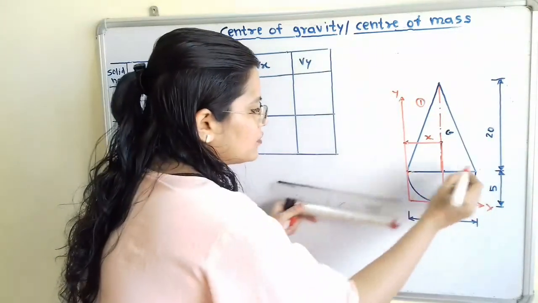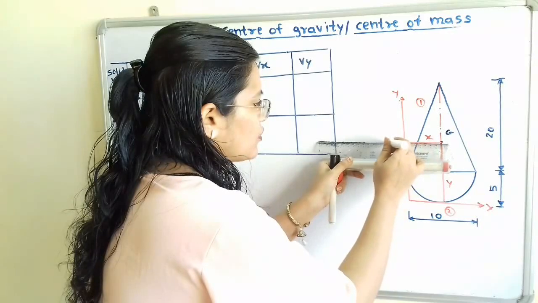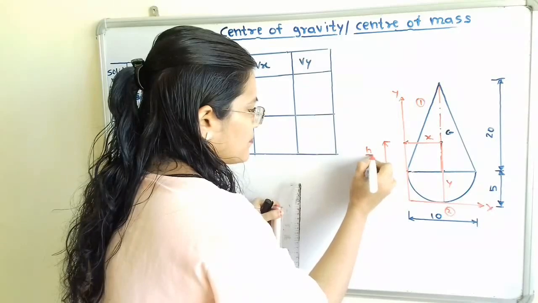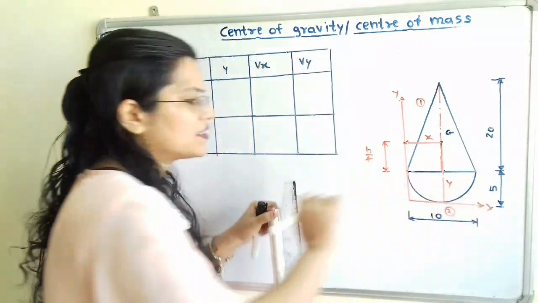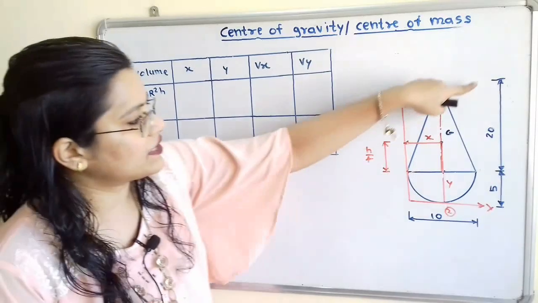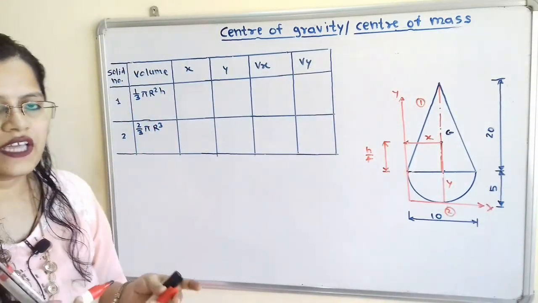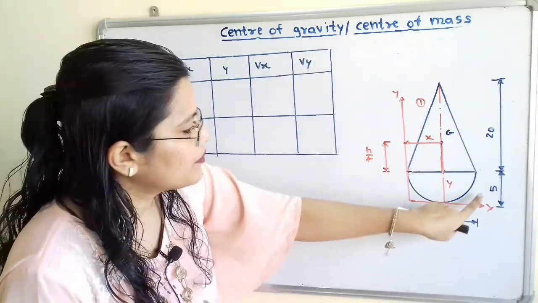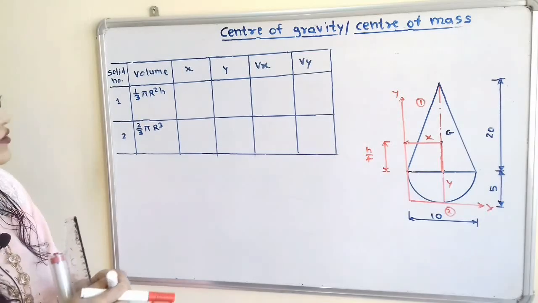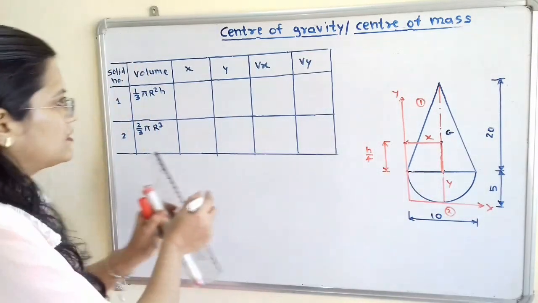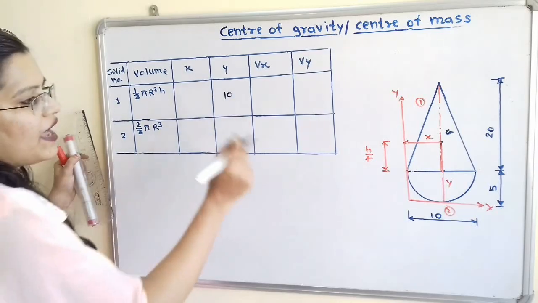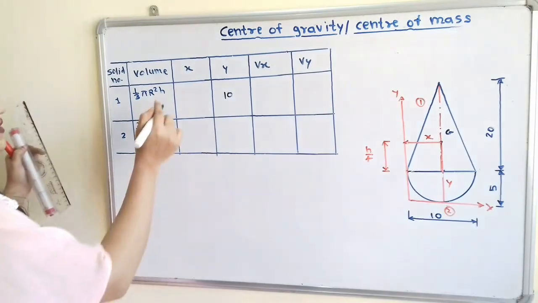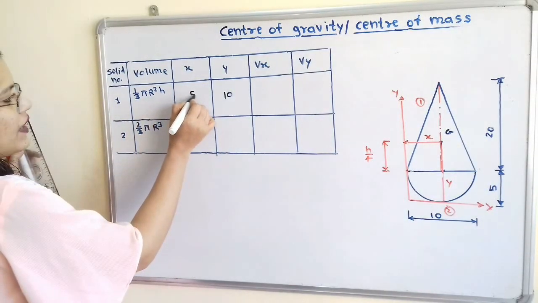Now from the base of the cone up to the center of gravity G, this height is equal to h by 4, and this remaining height is equal to 5. So h by 4, that is 20 divided by 4, is equal to 5. So if we observe, 5 plus 5 is equal to 10. So the value of y we write as 10. And the value of x we take as the radius of this base circle, so it is equal to 5.